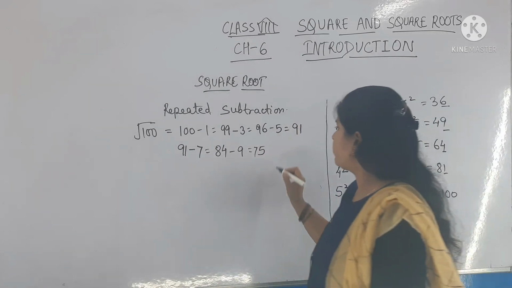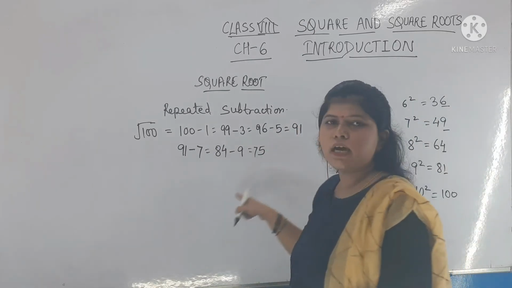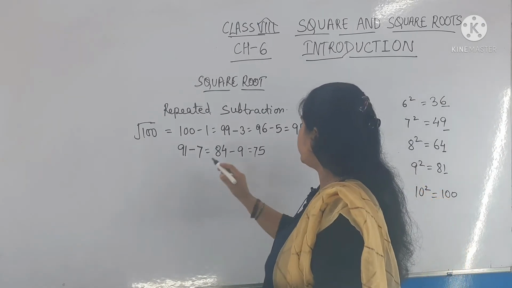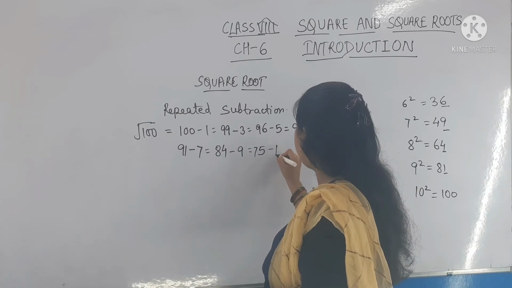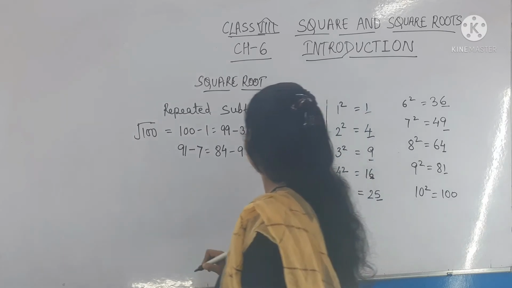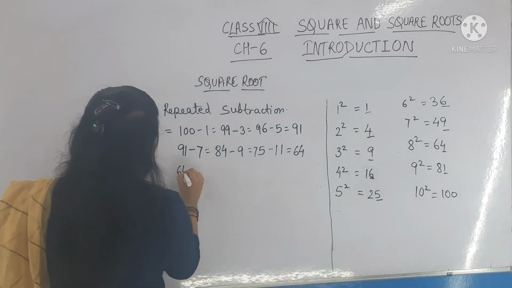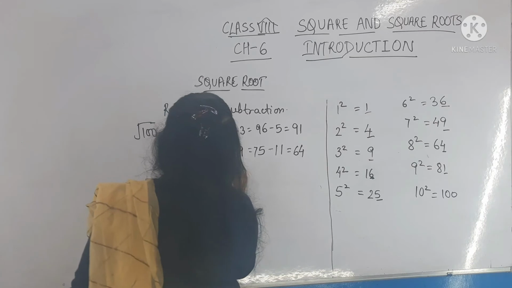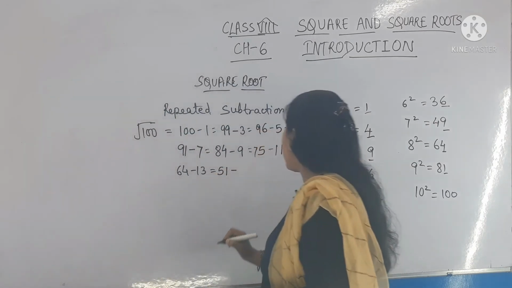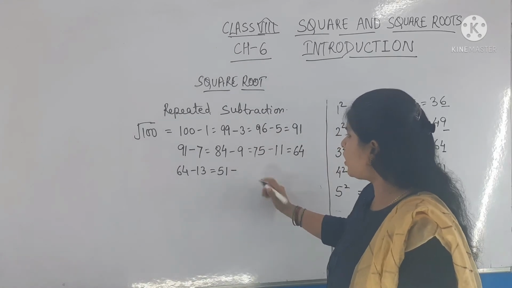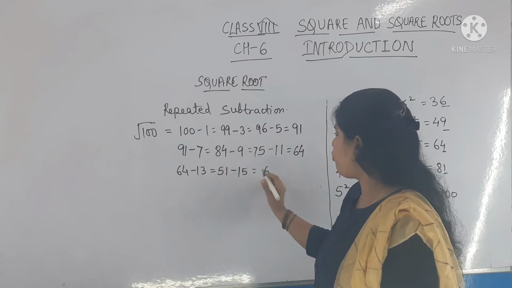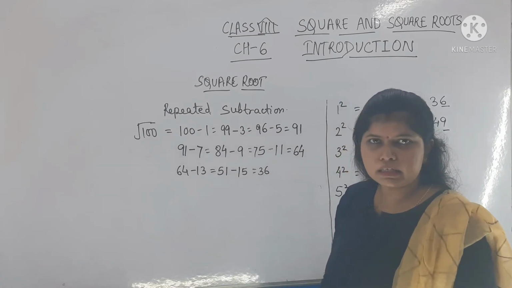We have to subtract until we get 0 as the result. So after 9, the odd number is 11: 75 minus 11 is 64. After 11 it is 13: 64 minus 13 is 51. After 13, the odd number is 15: 51 minus 15 is 36.